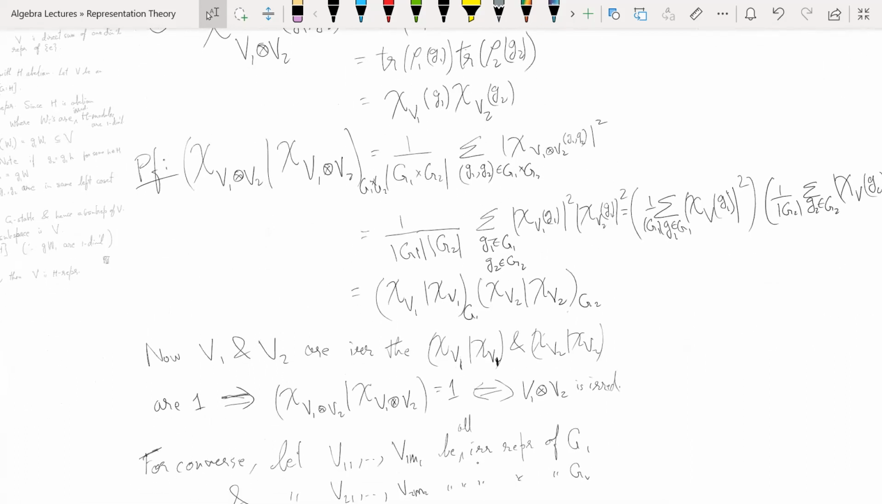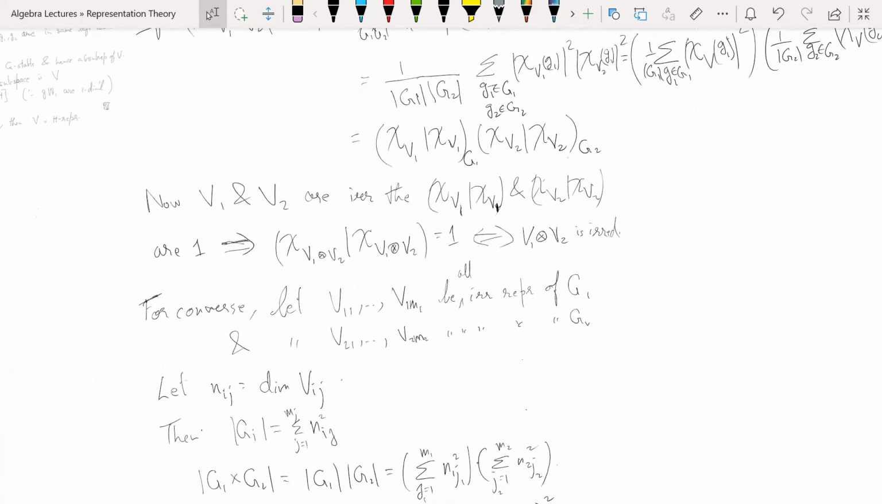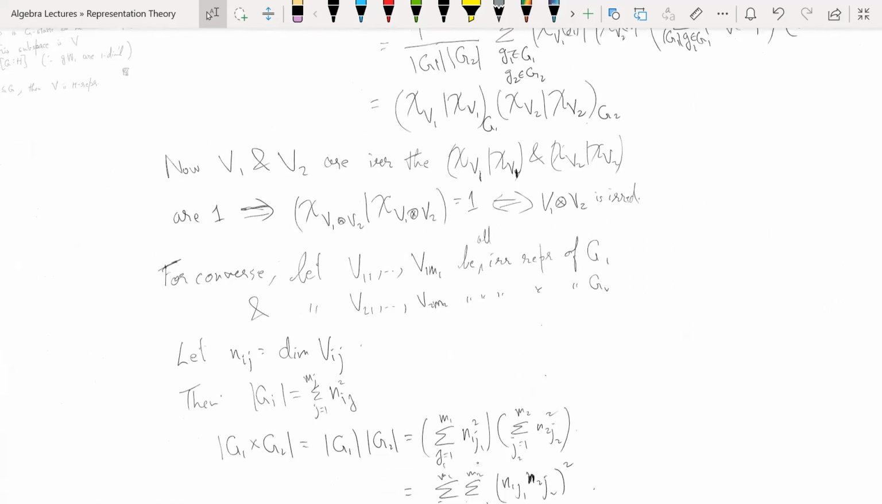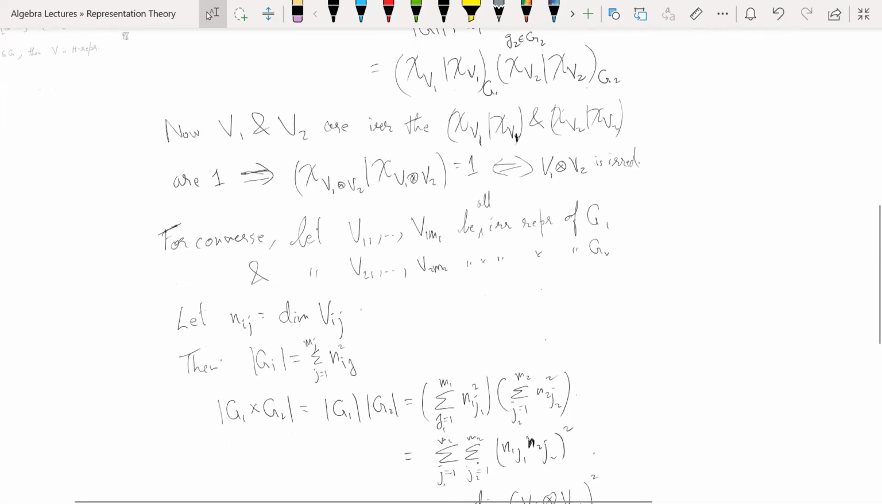The other approach is given in the notes, so you can read there, but we'll do this one. So for the converse, let V11 to V1m1 be all the irreducible representations of G1, and V21 to V2m2 be all the irreducible representations of G2. Let their dimensions be n_ij, so the dimension of V_ij, with i between 1 and 2 and j between 1 and m_i, is n_ij.